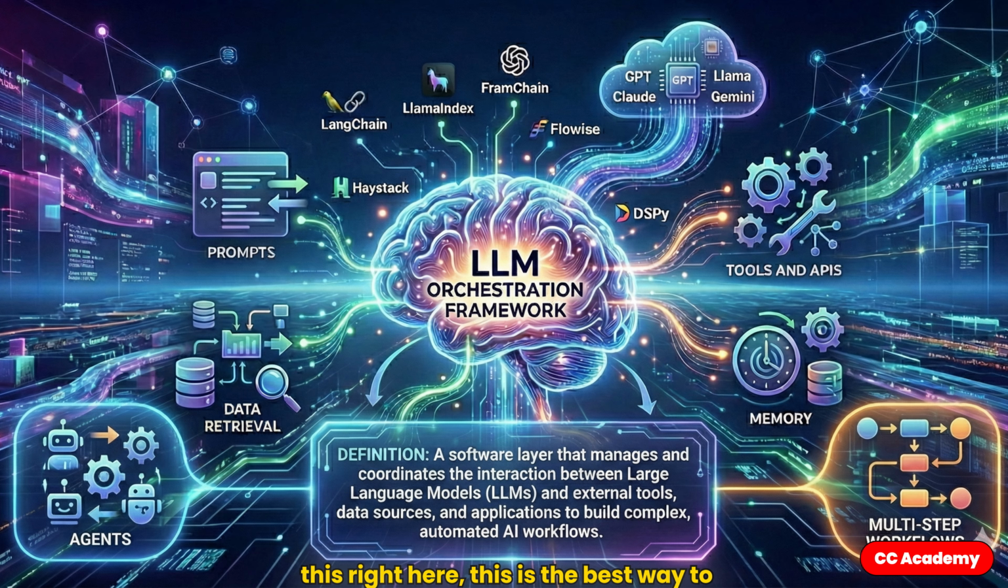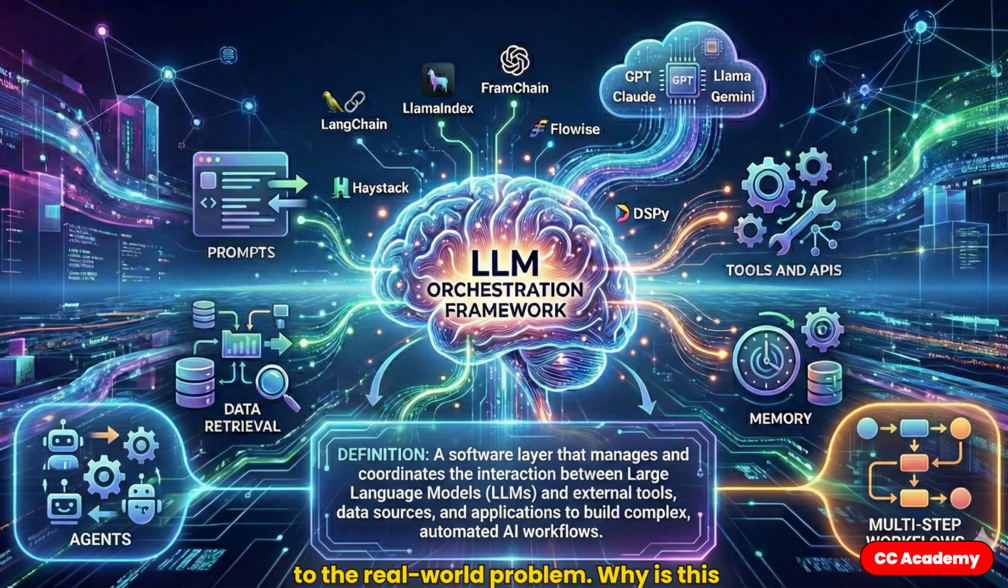And yeah, this right here, this is the best way to think about it. It's the back-end brain for your AI. If the large language model is the raw creative talent, the orchestration framework is the strategic part, the part that connects it to data, gives it tools, and guides its thinking, step by step.